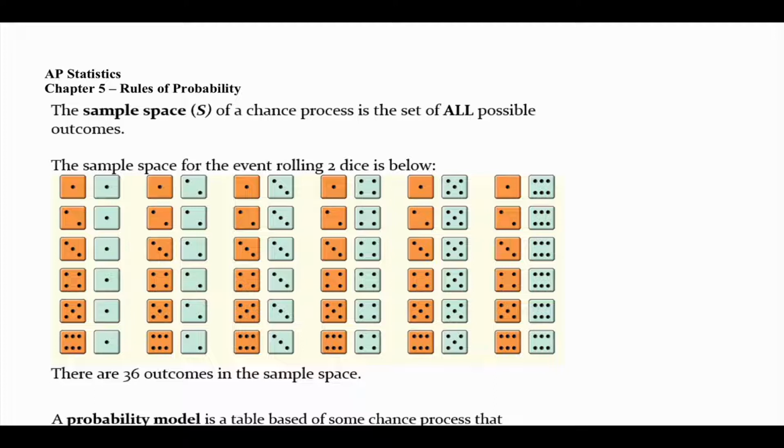I could get 2 ones. I could get a 2 and a 1. I could get a 3 and a 1. I can get a 4 and a 1. I could get a 5 and a 1, a 6 and a 1, and then a 1 and a 2, a 2 and a 2, a 3 and a 2, so on and so forth, right? There's 36 different things that can happen if I roll 2 die.